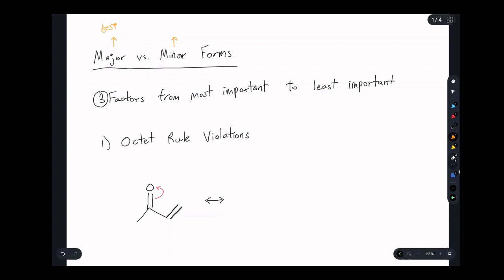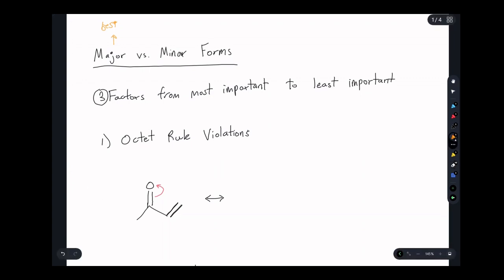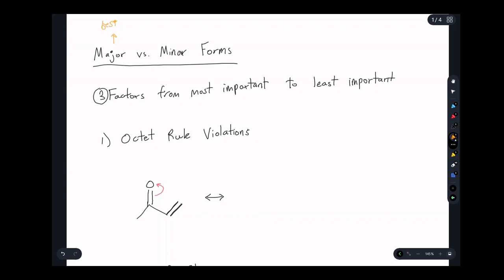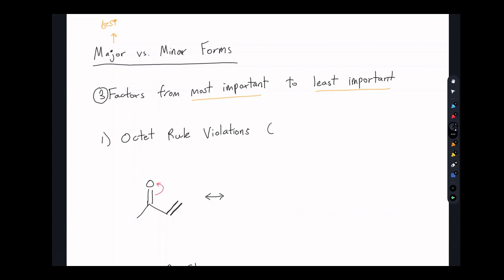Of course, the minor forms come with different shades. There can be really bad forms and forms that are worse than the major, but not as bad. So let's break down how that works. The 3 factors we're going to look at, ranked from most important to least important, are first the octet rule violations. Now this is only going to really occur with positive carbon or carbocations.